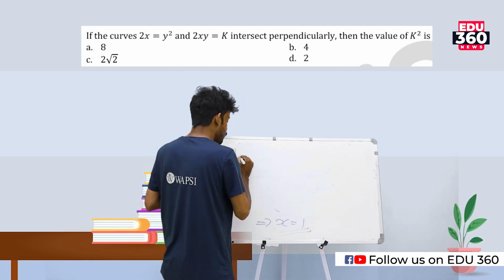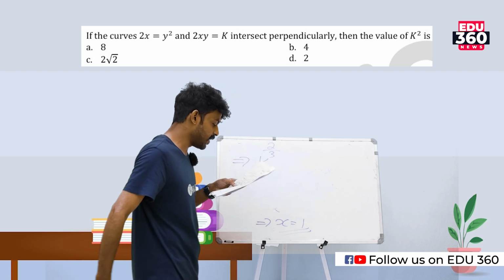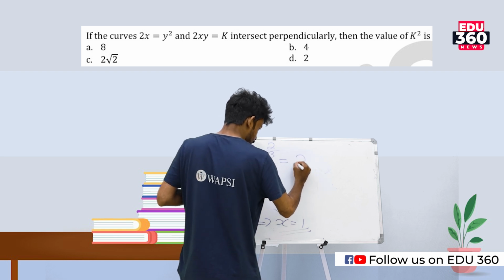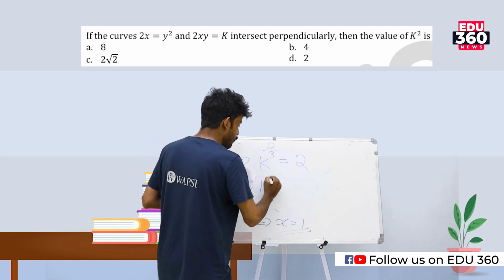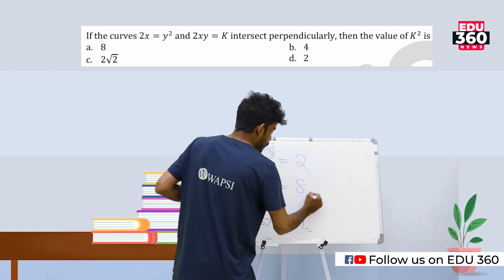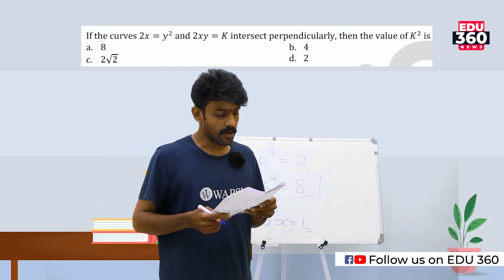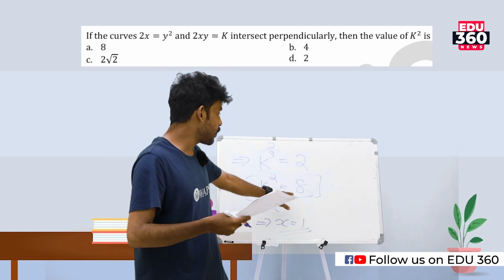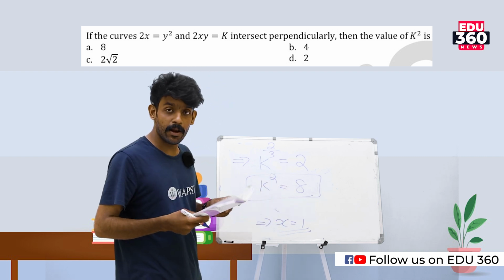Which implies k raised to 2 by 3 is equal to 2. So from here we can write k square is equal to 8. Okay, so this is our aim. For this question we need to find the value of k square. So we got the final answer, the value of k square is equal to 8.